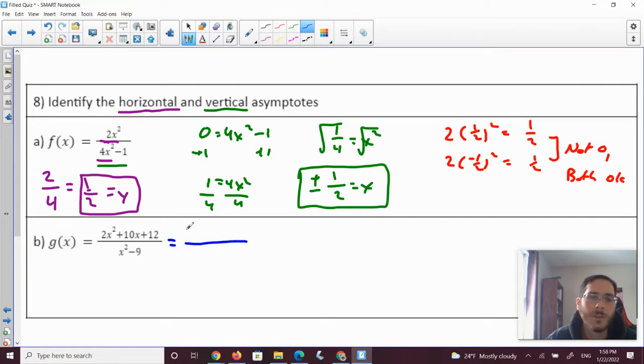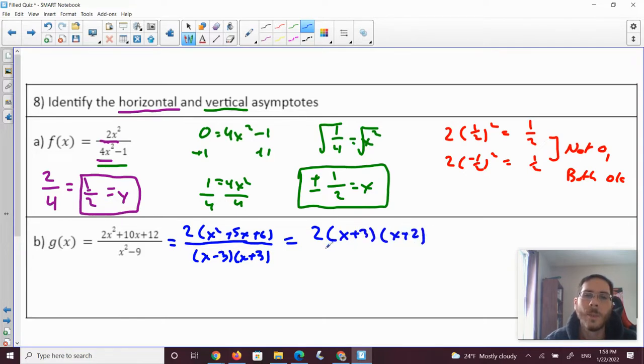So up here, I can tell I can divide these all by 2. X squared plus 5x plus 6, and then x minus 3, x plus 3. And this quadratic, we could factor that because we know that what multiplies to 6 and adds up to 5 is going to be x plus 3, x plus 2. And the reason that we do this is now we can see these x plus 3s are actually going to cancel out. Pretty cool. So we get 2x plus 2 over x minus 3.